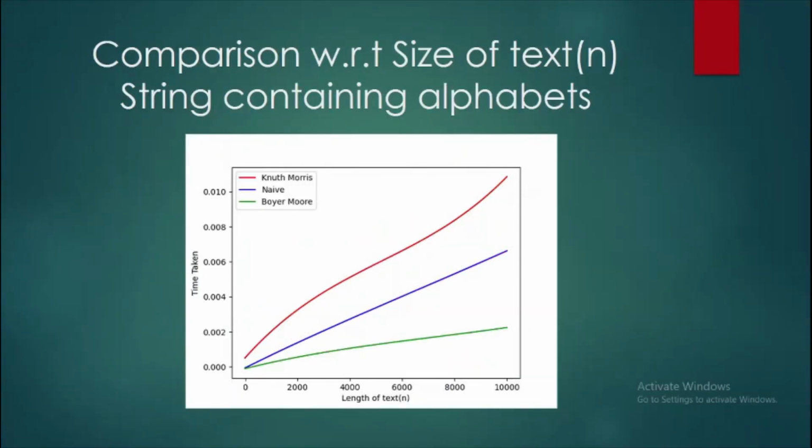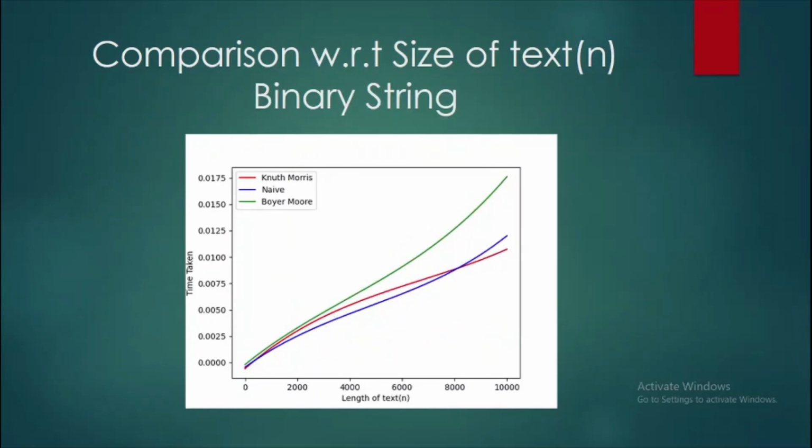This is a simulation in which we are comparing the time taken by each algorithm to match a string containing alphabets only. Since Boyer-Moore performs best with large strings, it can clearly be seen that it has the best complexity, whereas Knuth-Morris performs the worst with large alphabetical strings. This is a simulation in which the string is binary, and it can clearly be seen that Knuth-Morris is taking the lead, as Knuth-Morris performs best if the strings are binary.